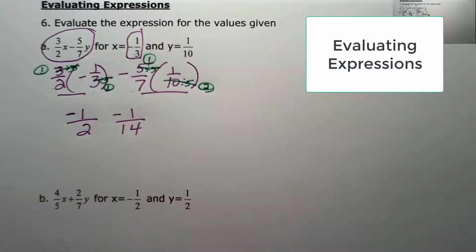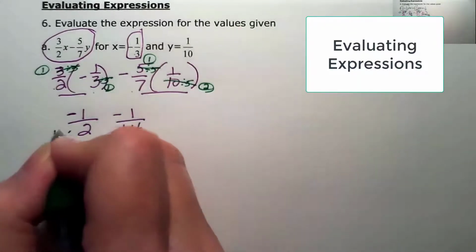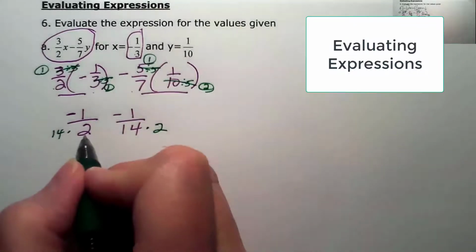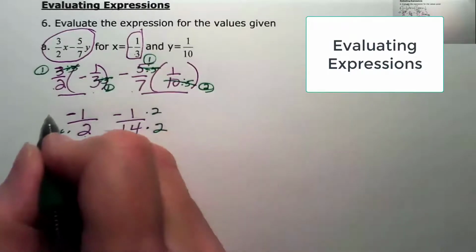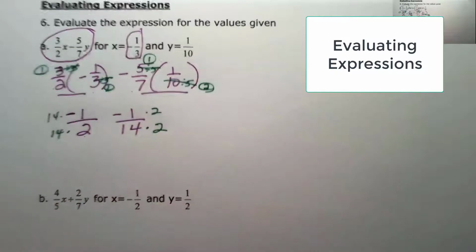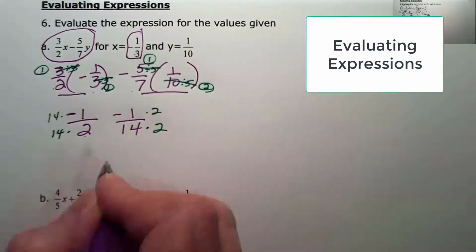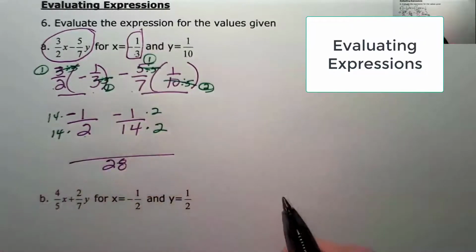I need a common denominator. So I'm going to multiply this by 14 and this by 2. Could have just multiplied this by 7 to turn it into a 14, but I'm going to use the standard format a lot of people use, just automatically multiply. So now I have 14 times 2 is 28. So the denominator of both fractions is 28.